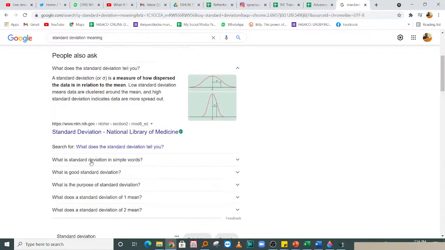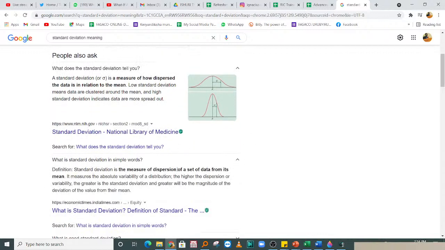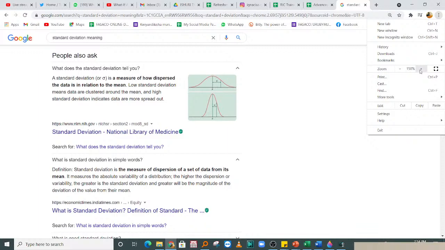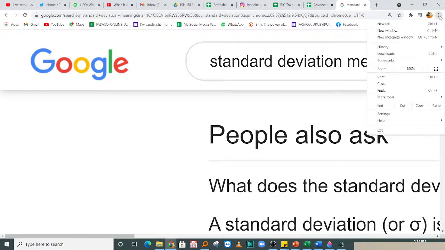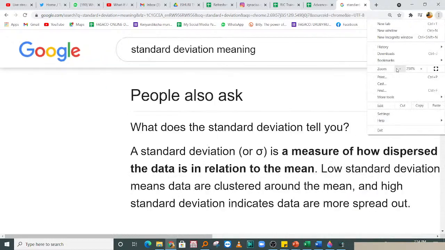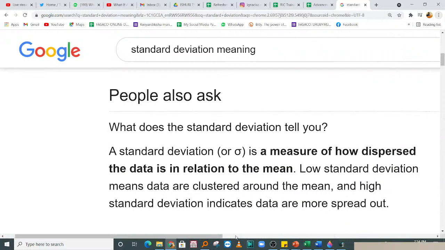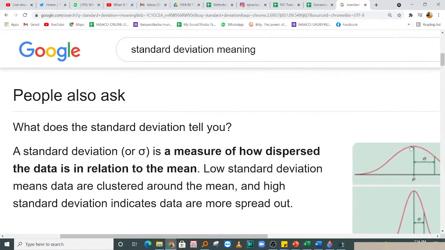In simple words, standard deviation is a measure of dispersion of a set of data from its mean. It measures the absolute variation of distribution. The higher the variability, the greater is the standard deviation, and greater will be the magnitude of the deviation of values from the mean. This is the definition. If I zoom it out, this is what we normally call the standard deviation: how data are spread in relation to the mean.